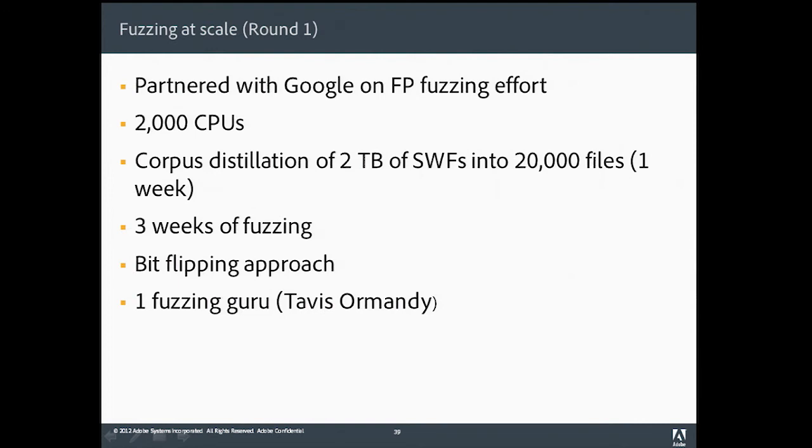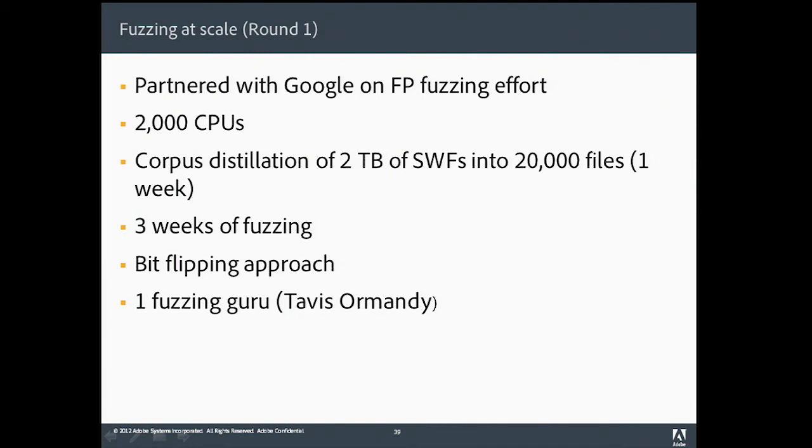They conveniently had 2,000 CPUs lying around. They also happen to have their own copy of the internet, which is sort of convenient. So they went out and downloaded 2 terabytes of SWFs off the web. Then they used a technique called corpus distillation to reduce that number of files into about 20,000 files, which represented a good overview of features within Flash Player.